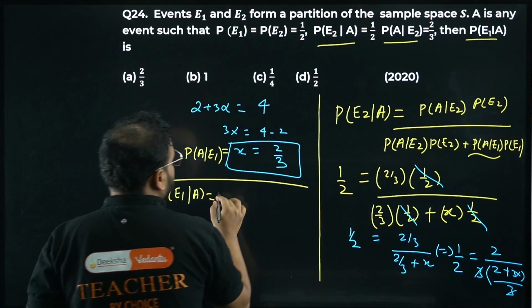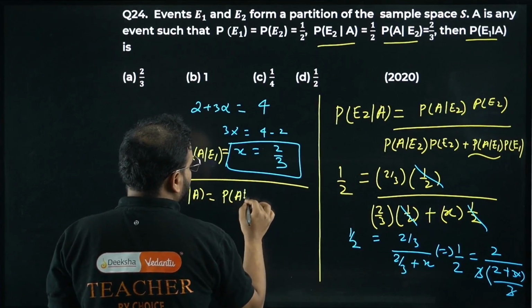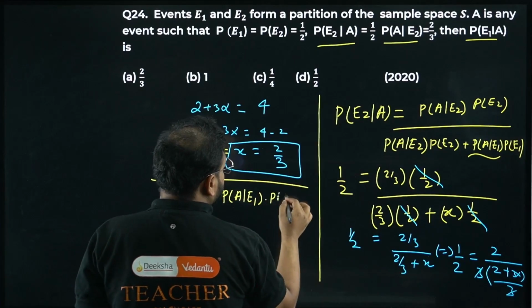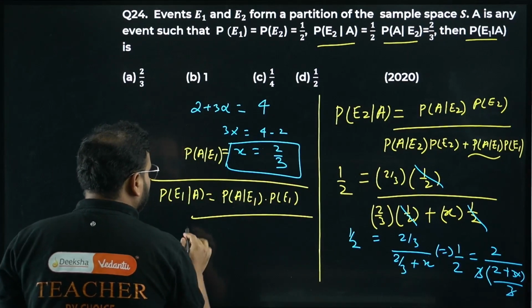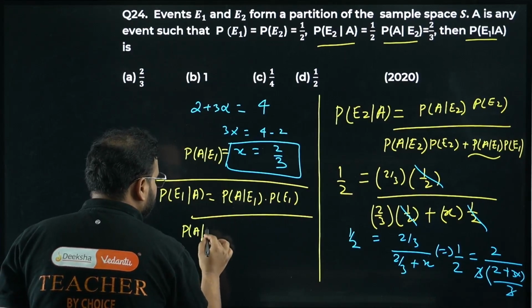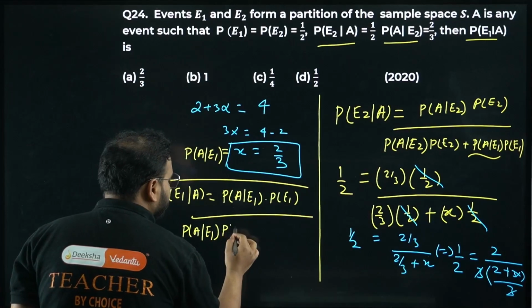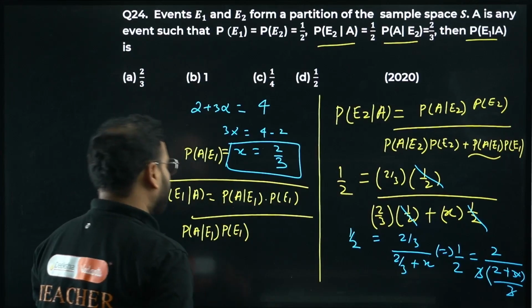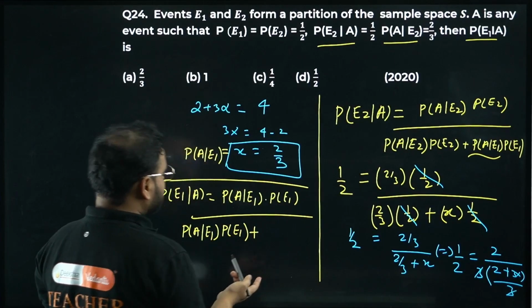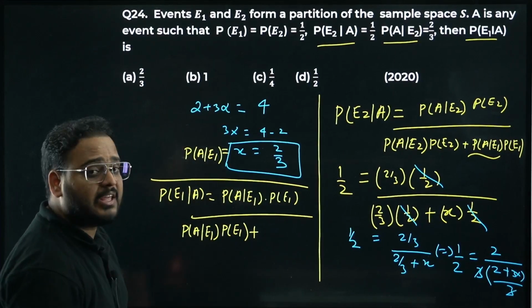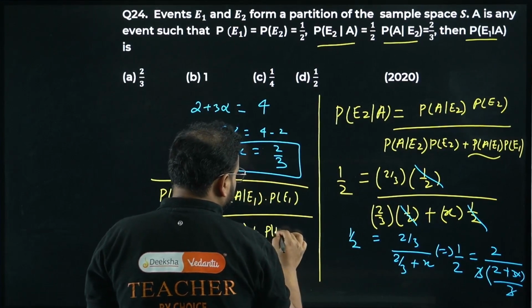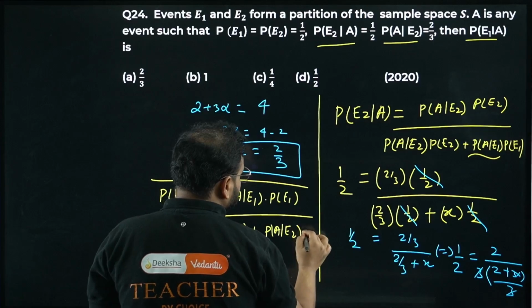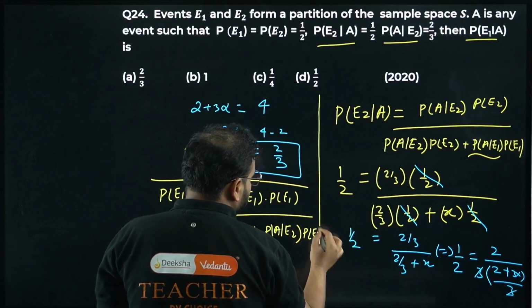P(A|E1) will be P(A|E1) times P(E1) divided by the same thing. I'll have P(A|E1) times P(E1), plus, in the case of the event E2, we'll write P(A|E2) with P(E2). We have all the values.